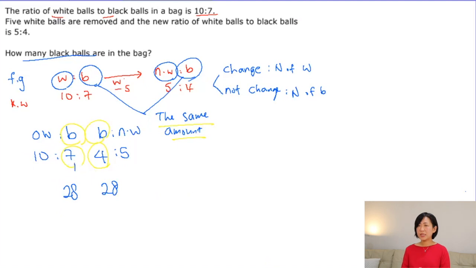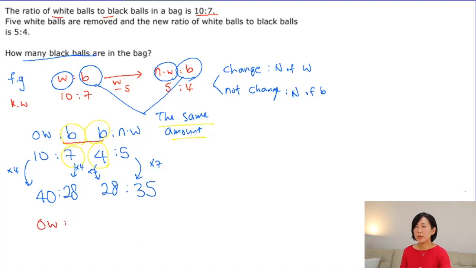So 28, then let's see, times 4, that means you need to times 4 on your old white ball. That gives you 40, right? So 40 to 28 is our new ratio. Then black ball to new white ball, you times 7 to make 28, so times by 7 to make 35. So this is our new ratio of black ball to new white ball.